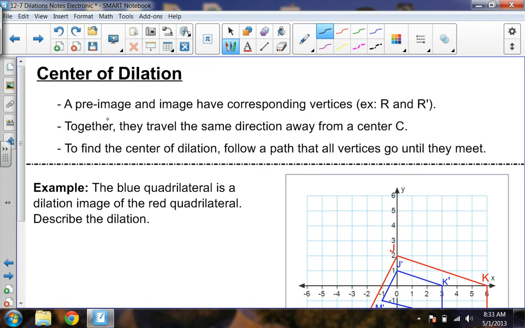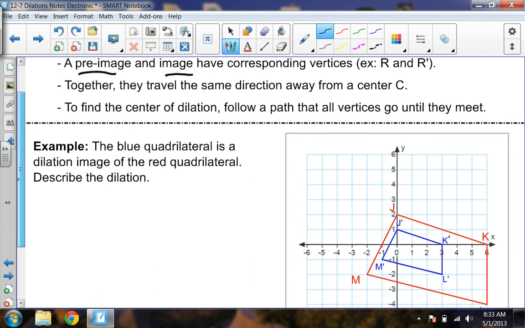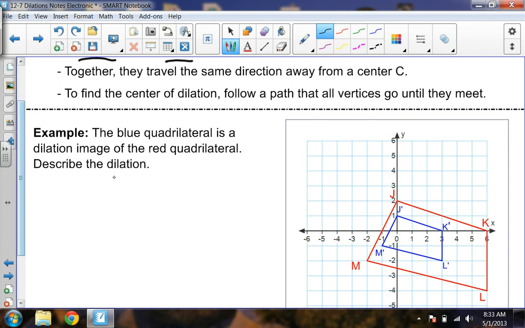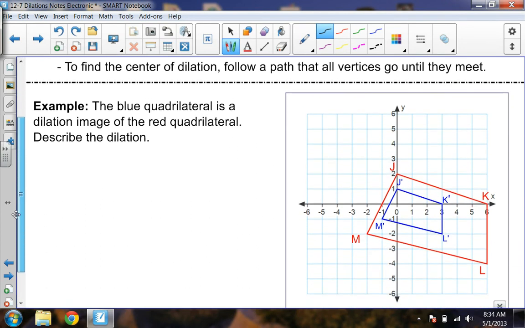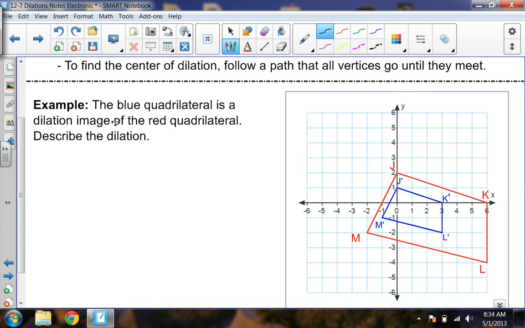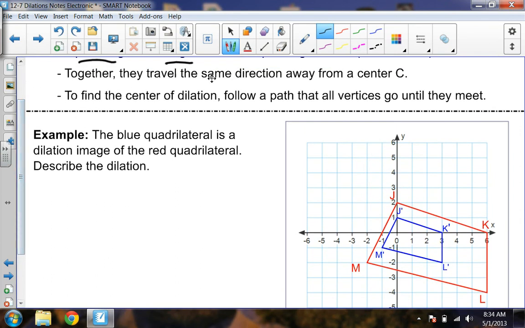Center of dilation: to find the center of dilation, just keep these things in mind. A pre-image and image have corresponding vertices. So that's what I was talking about there. So R is to R prime, here M is to M prime, stuff like that. So they have to correspond and you have to note where they are. Together they travel the same direction away from a center C. So let me look at all of the, here. So they travel the same direction away.